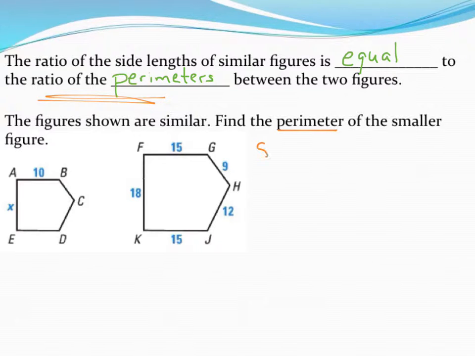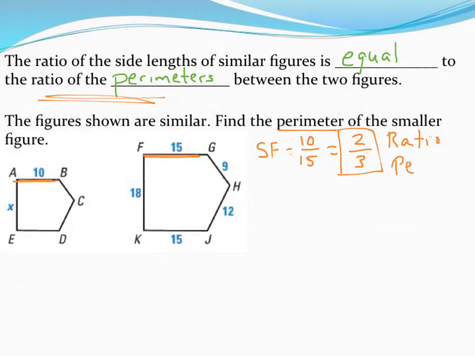Let's begin by finding the scale factor between the two figures. To do that, I need to find the two sides that match up and both have numbers on them. In this case, there's only one option. 10 and 15 are the two sides that match up. So setting up that ratio and then simplifying it gets me a simplified scale factor of 2/3. Well, recall what we just learned. Not only is that going to be the scale factor, that's also going to be the ratio of the perimeters.